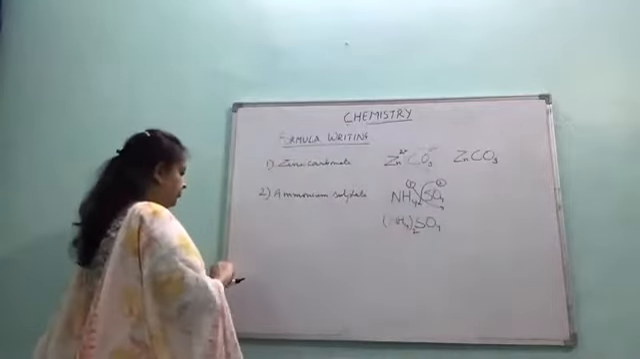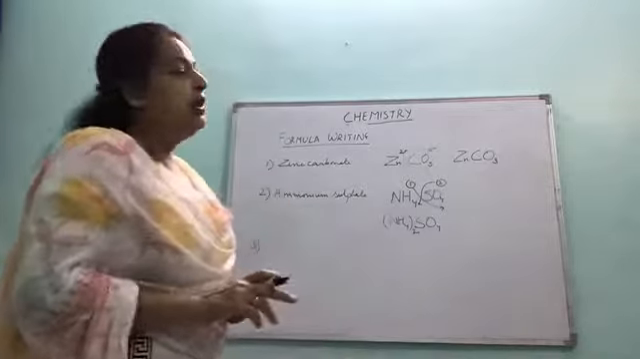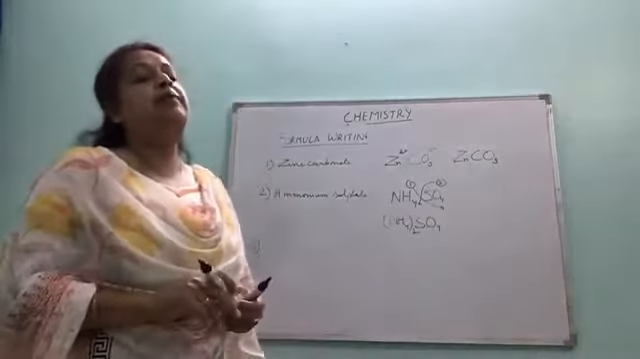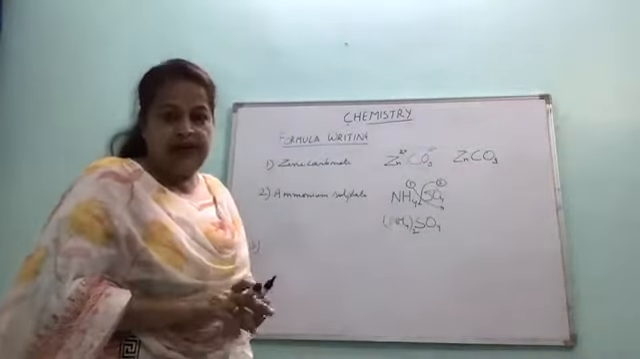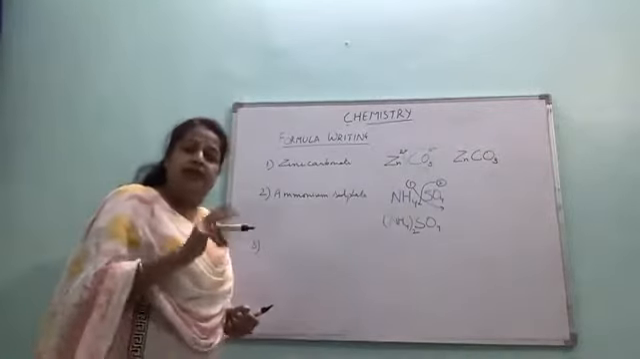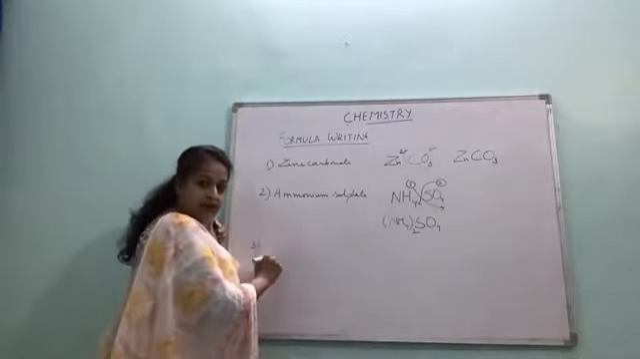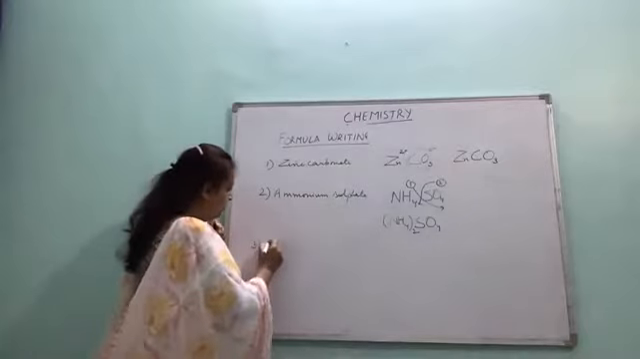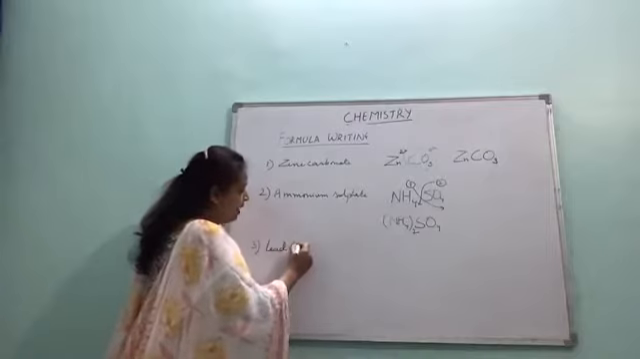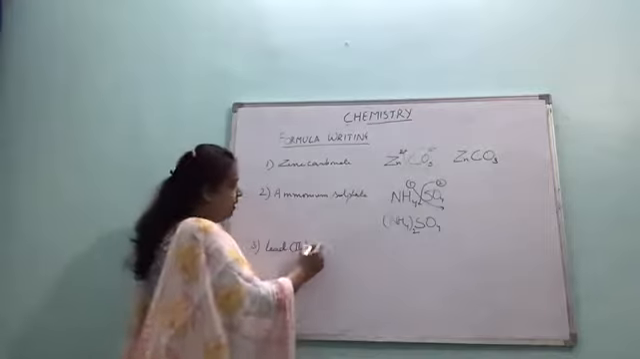Okay, third one. Now in writing names, if the metal has variable valency, there are 2 ways of writing the name of that compound. I am taking the example of lead. Lead has variable valency 2 and 4. So if it is lead of lower valency, the latest way is to write Roman numeral 2 to indicate the valency of lead is 2. Lead 2 oxide.